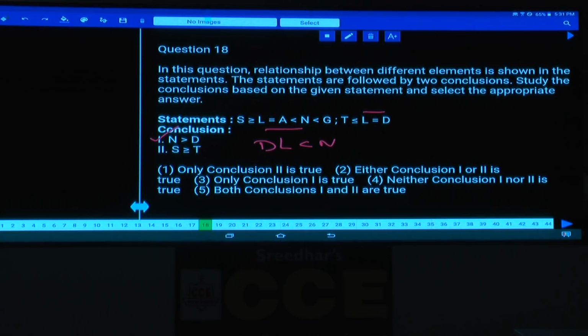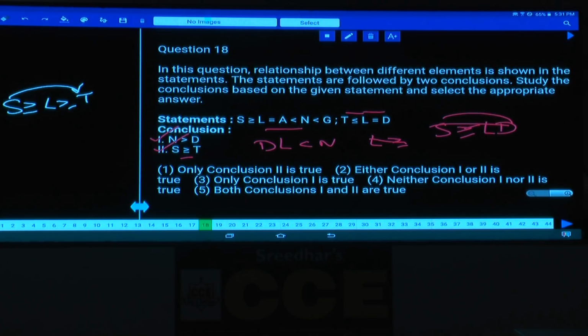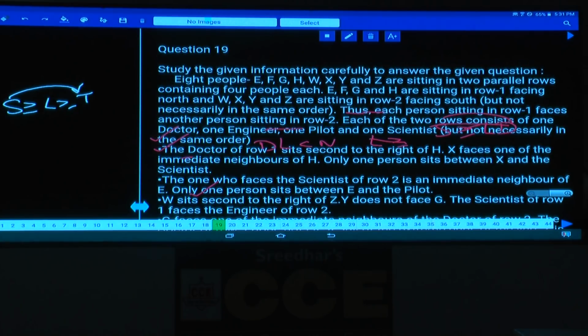Then coming to the second conclusion, the relation between S and T. S greater than or equal to L, L equals D, that means S greater than or equal to T, isn't it? The relation between S and T: S greater than or equal to L, and between L and T, T lesser than or equal to L means L greater than or equal to T. Now between S and T, greater than or equal to, hence both the conclusions follow, both 1 and 2, given in choice 5. 18th one, choice 5 is the answer.